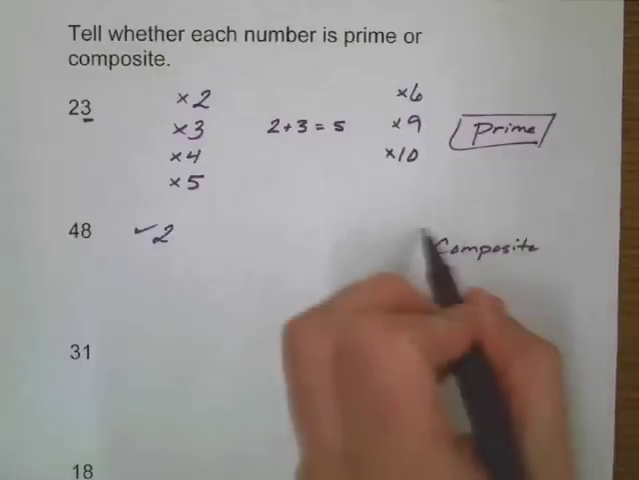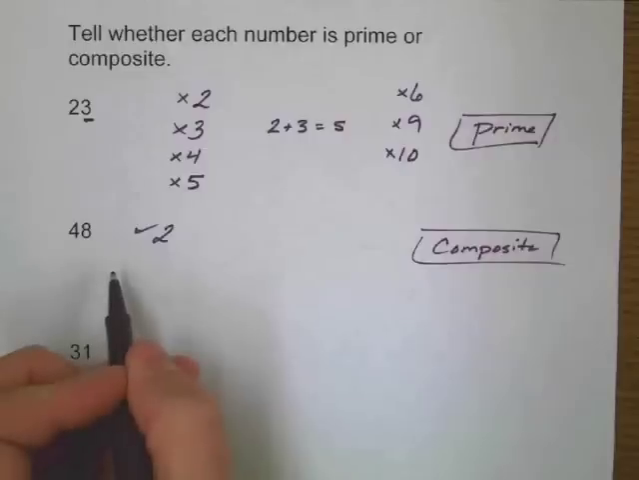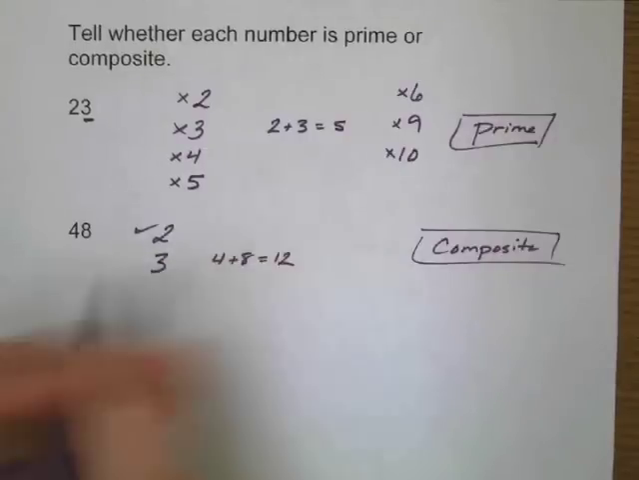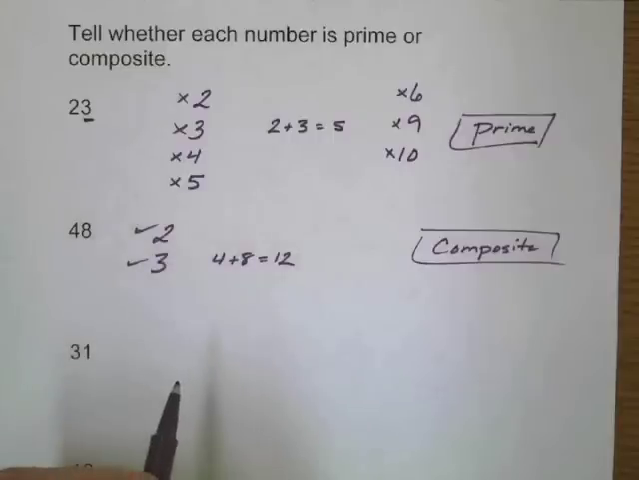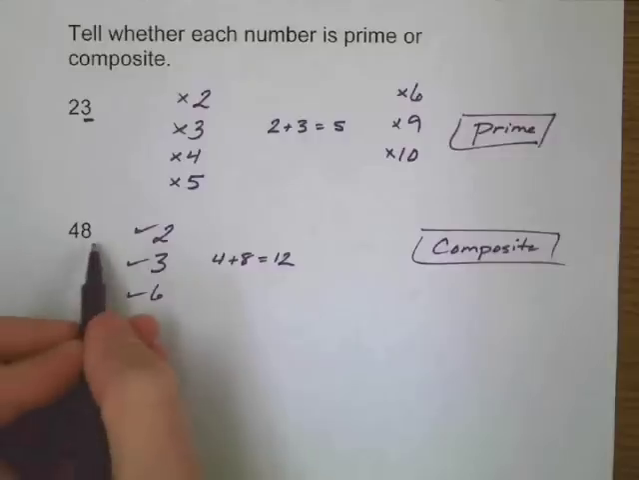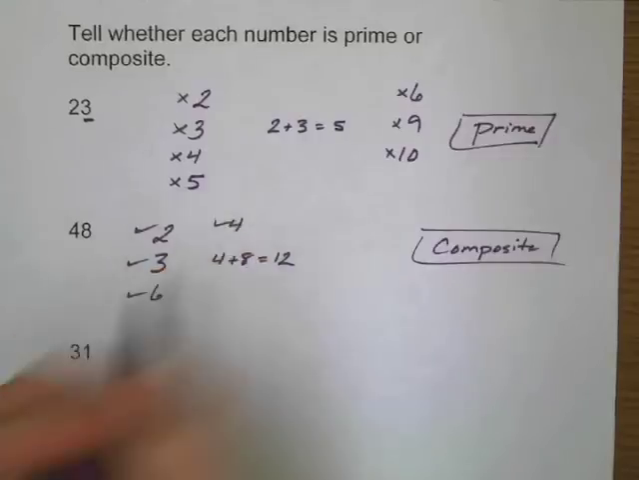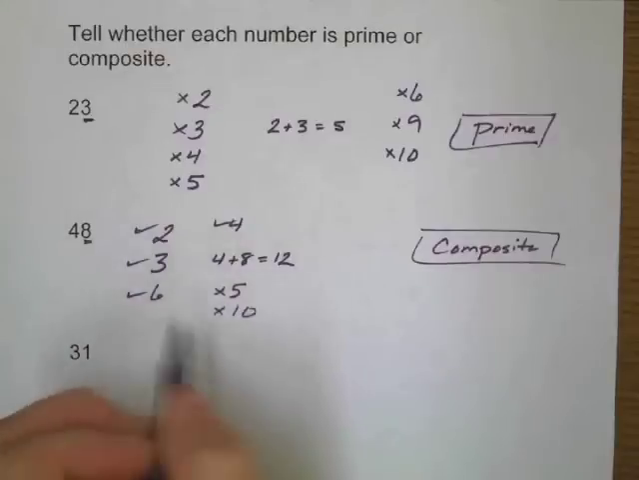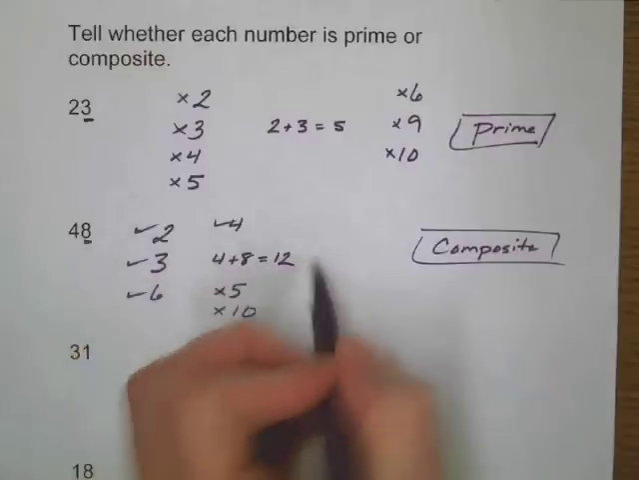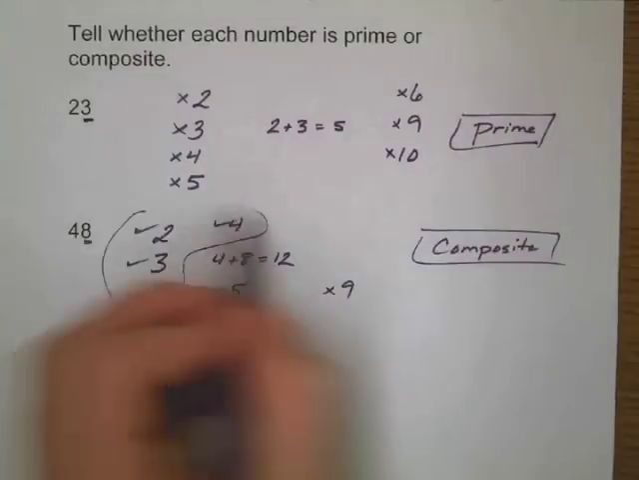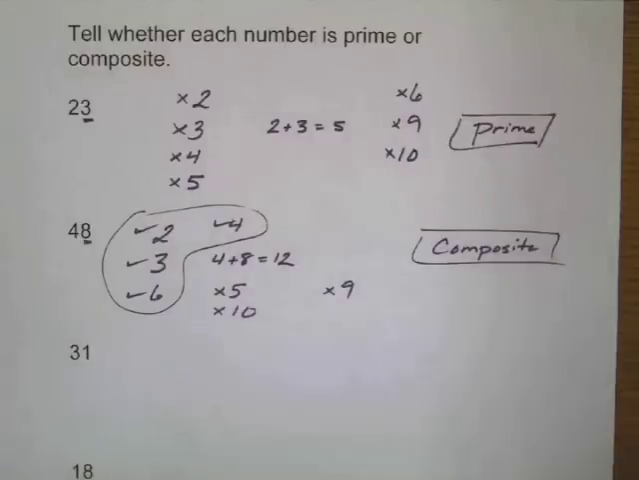Now I could continue going through and determining whether there are other numbers it's divisible by, like 3. 4 plus 8 is 12, so yep, divisible by 3. Well, if I know it's divisible by 2 and 3, it's also divisible by 6. 48, yep, it's divisible by 4. 5, no, it's got an 8 at the end, which means it's not divisible by 10 either. 9, 4 plus 8 is 12. 12 is not divisible by 9, so no on there. So it's divisible by many of those numbers, which means it is composite.